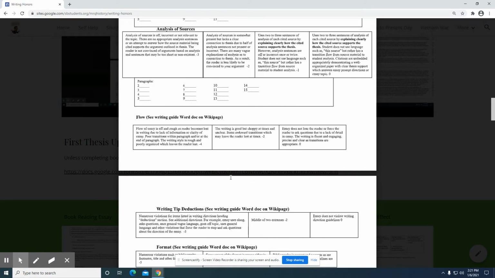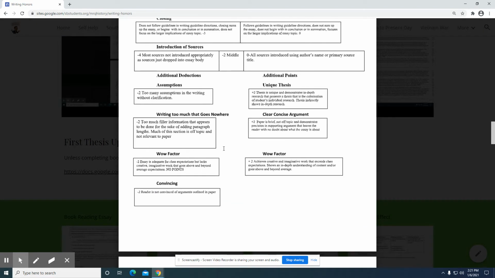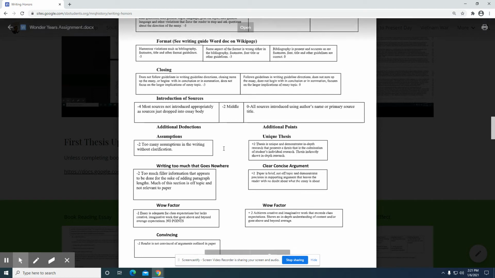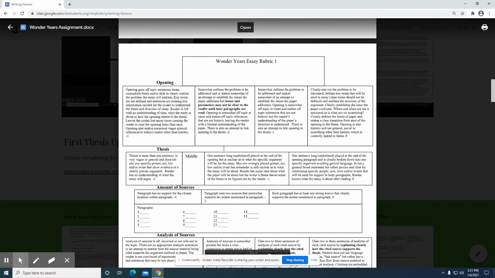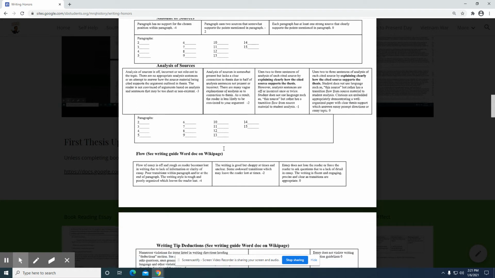I'm still going to be looking for your flow, your format, your introduction of your sources, but you're not proving any particular point here. It's really just an analysis. So the thesis, you do have to have a thesis. I don't know what that thesis would be, because I don't necessarily know what you're going to write.